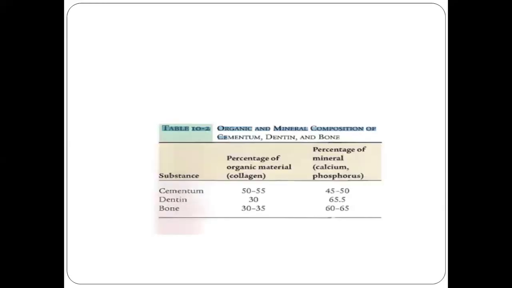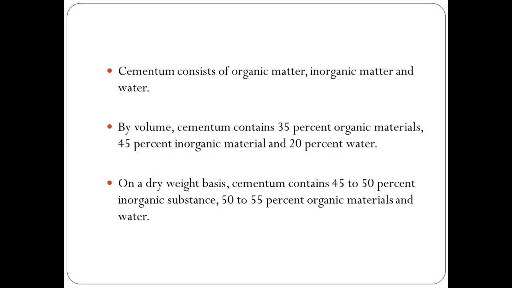So, the percentage of organic material and inorganic material. In cementum, the percentage of organic material is 50 to 55% and mineral content is 45 to 50%. In dentin, it is 30% organic material content and inorganic content is 65.5%. Dentin and bone are nearly similar, 30 to 35% organic content and 60 to 65% inorganic content. Cementum consists of organic matter, inorganic matter, and water.